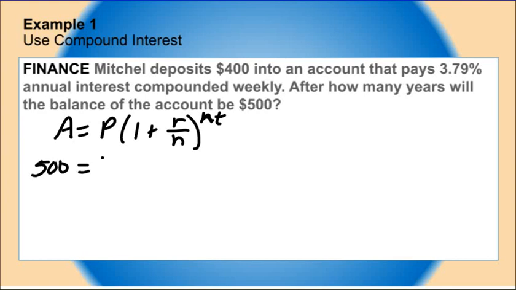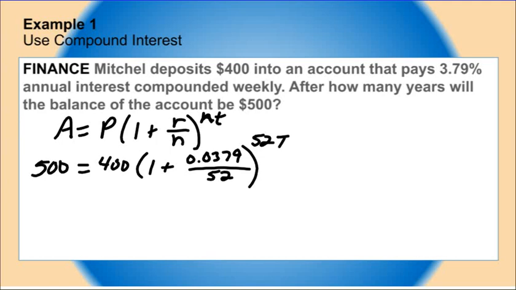Principal amount is 400 times 1 plus the rate as a decimal, which would be 0.0379, divided by how many times it's being compounded? It says weekly, and there are 52 weeks in a year. So we divide that by 52 and then raise that to the 52t power. To solve this now, we are going to write two equations and then graph them on our graphing calculator to find out where the two lines meet.